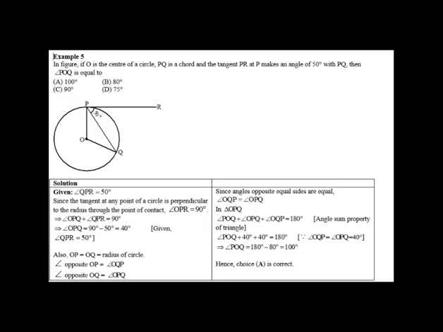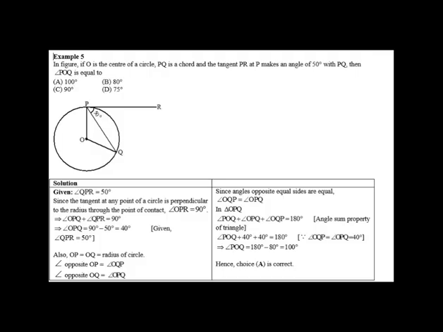Example 5. In the figure, if O is the center of a circle, PQ is a chord and the tangent PR at P makes an angle of 50 degree with PQ, then angle POQ is equal to option A 100 degree, option B 80 degree, option C 90 degree, option D 75 degree. Given angle QPR is equal to 50 degree.